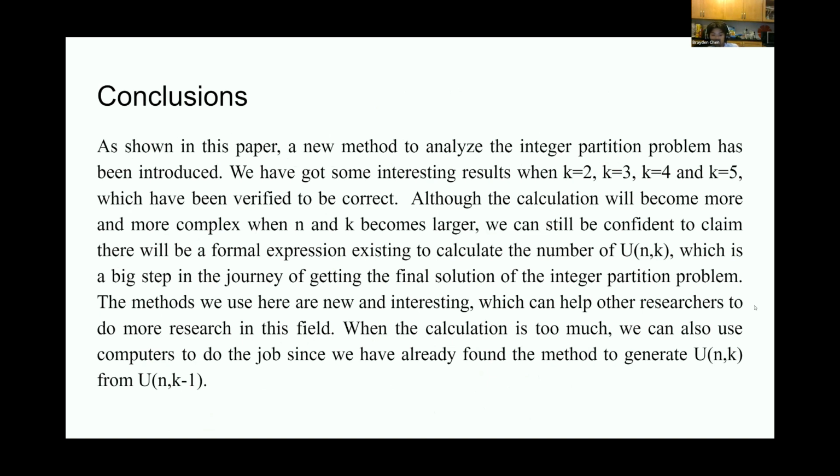Conclusions. As shown in this paper, a new method to analyze the integer partition problem has been introduced. We have got some interesting results when k equals 2, k equals 3, k equals 4, and k equals 5, which have all been verified to be correct. We have found some interesting patterns, and although the calculation will become more and more complex when n and k become larger, we can still be confident to claim that there will be a formal expression existing to calculate the number of u and k, which is a big step in the journey of getting the final solution of the integer partition problem.